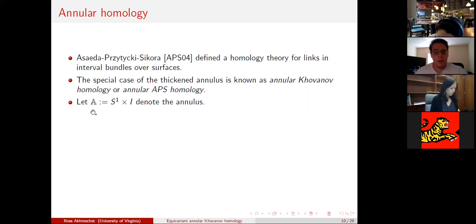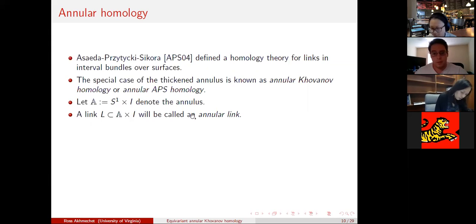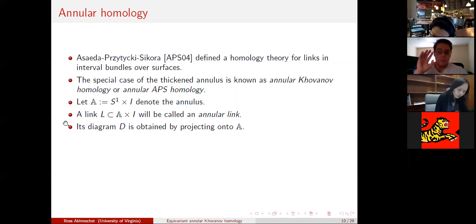So I'll let this boldface A denote the annulus, S1 cross I, where I is the unit interval. Here's the thickened annulus, A cross I. A link in there is an annular link. So these are the things we're going to be discussing. And the diagram for an annular link, you get it by projecting onto the first factor, onto the annulus. So everything is drawn in the annulus.